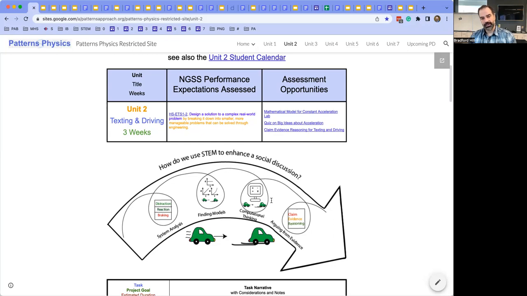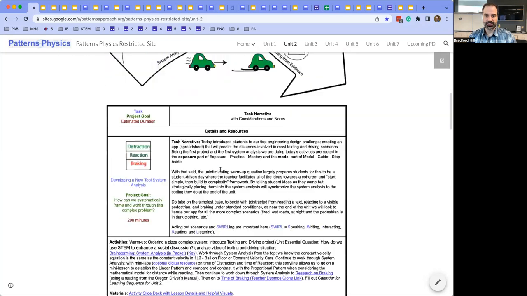And then again, put it all together, code our app, which is a simulation, a very simple one. It has no VR goggles or anything, but a simulation of texting and driving, and then use that simulation as evidence in our arguing around using STEM to enhance a social discussion. So you can see the rest of the page obviously on the page.